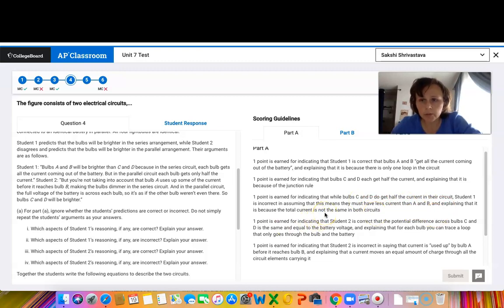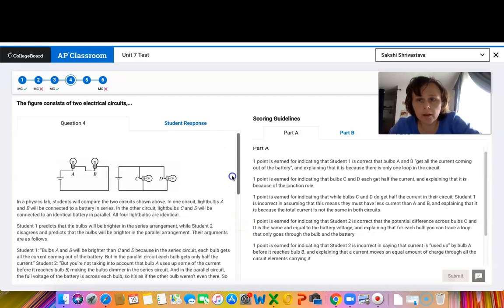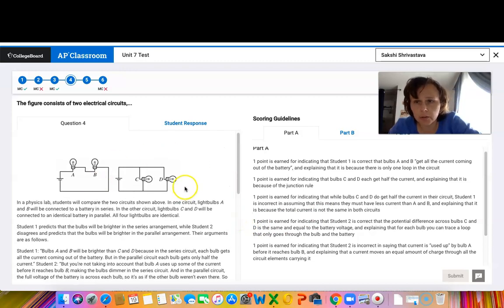So some of you got this point, but a lot of you missed on this point. The current is not the same. Yes, C and D have a split current. However, you only have the same battery. You have the same battery in those two circuits, but you do not have the same currents in those two circuits.